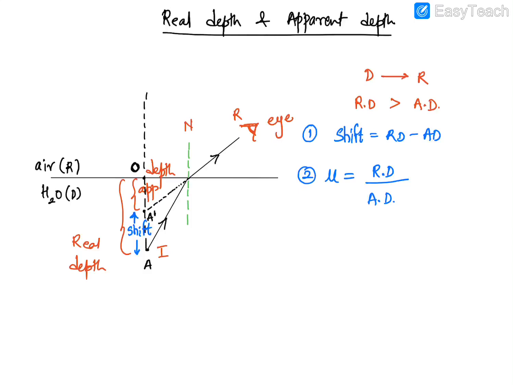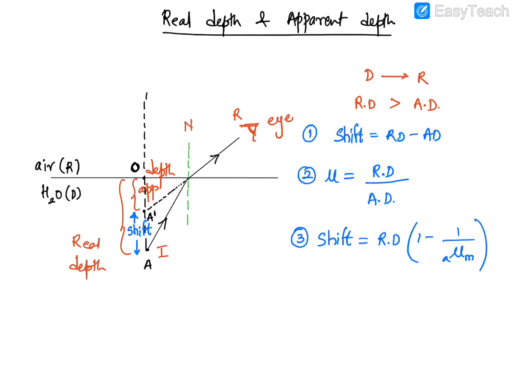There is one more formula in your textbook, though I don't use it, because you can do all the problems without it. The other formula is that shift is equal to real depth into 1 minus 1 upon the refractive index. It's also convenient to use sometimes. But the refractive index should be of the medium with respect to air. So that is the shift. For example, here we will take the refractive index of water in the example that I've discussed.